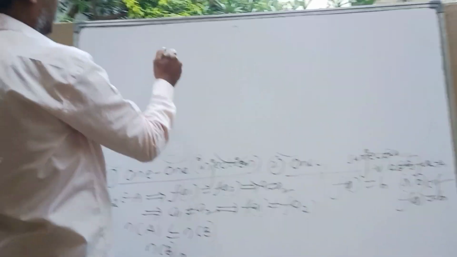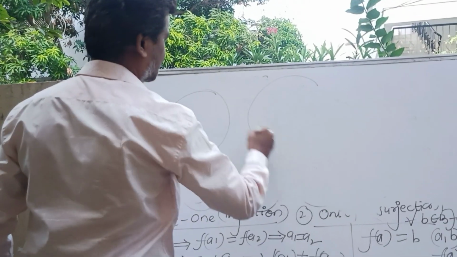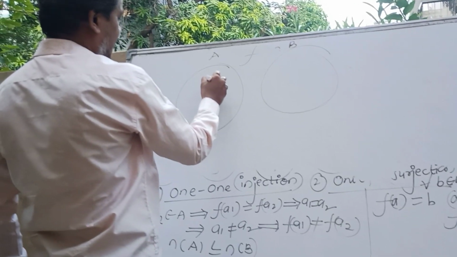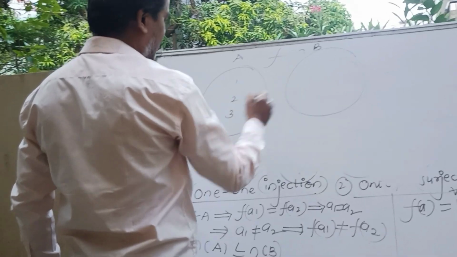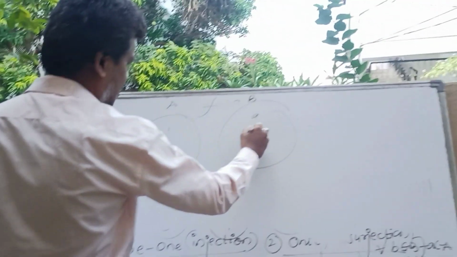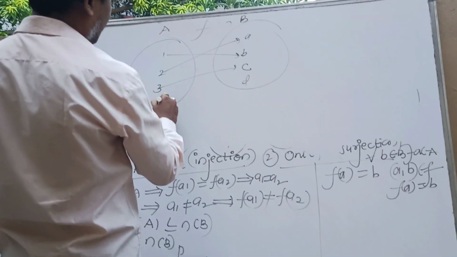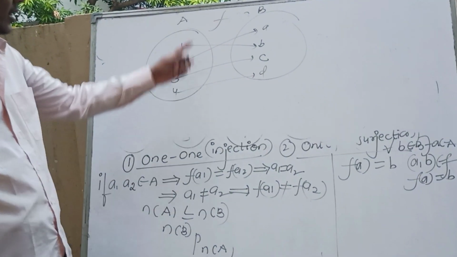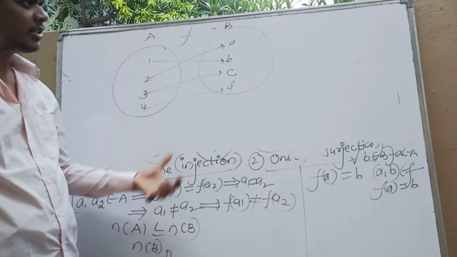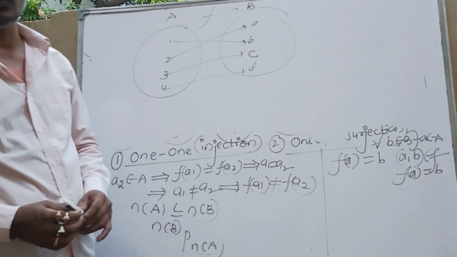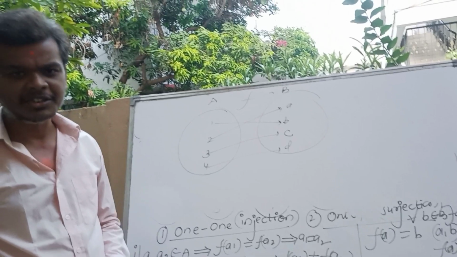Now I am taking f as a function mapping from A to B. A has the elements 1, 2, 3, 4. B has the elements a, b, c. 1 is mapping to b, 2 is mapping to a, 3 is mapping to c, and 4 is mapping to b. So clearly distinct elements of A have distinct images in B. It is a one-to-one function, also called an injection.